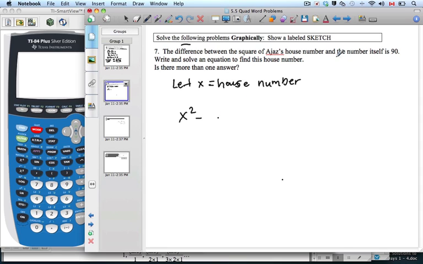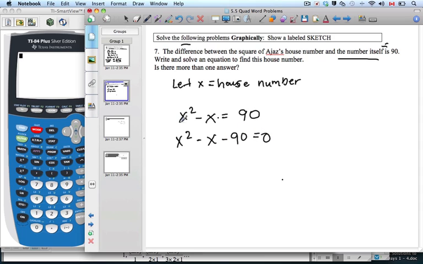And what are we subtracting? The number itself, which was x, as we defined it. "Is" in math means equal. And 90. Okay, great. So now we have x squared minus x equals 90. We have to do this graphically. So before we do anything, we have to make sure that our equation is set to equal 0.